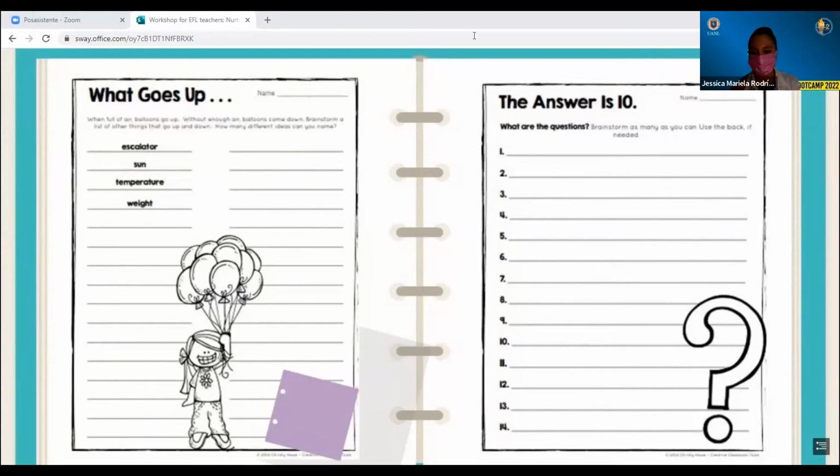Okay, well, this is the idea, right? To brainstorm as much as we can, as many words as we can. Do we have an example of the other activity? Do we have a question where the answer is 10? It's a little bit harder, right?